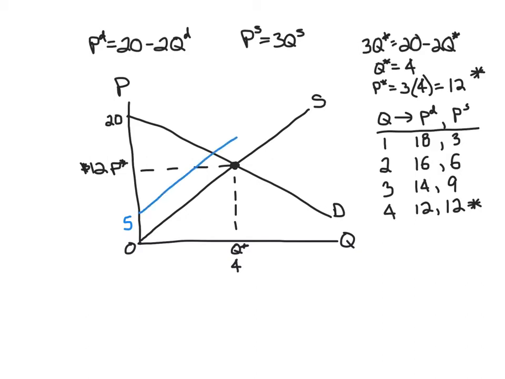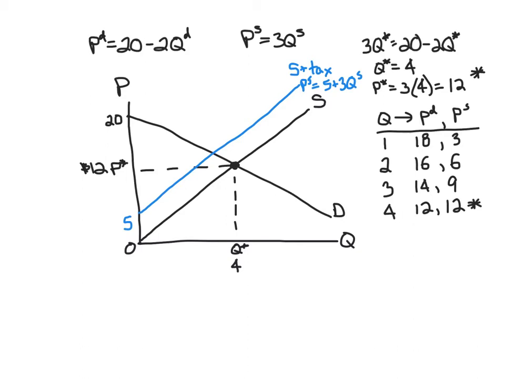So this supply curve is just the original one, and we've added the tax, right? So our equation for the supply curve is now different. The supply price is equal to 5 plus 3 times the quantity supplied, right? And the demand curve is still as it was originally.